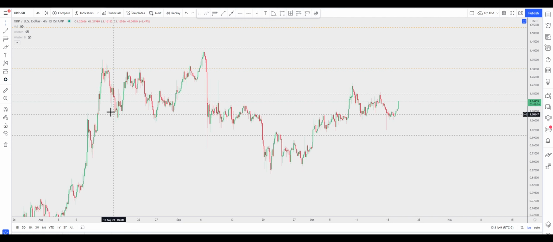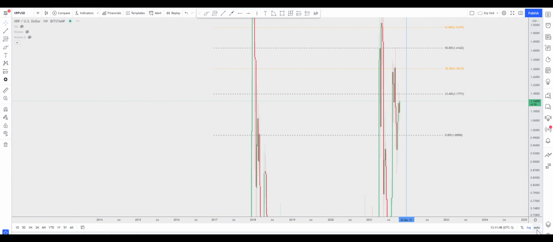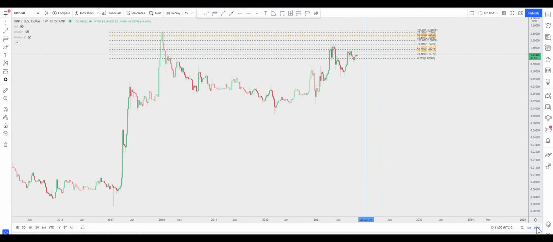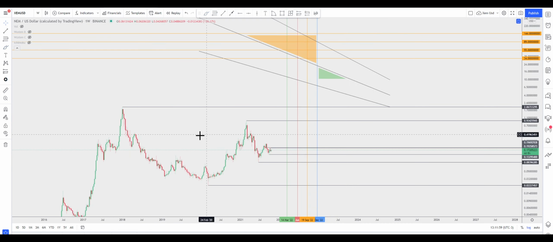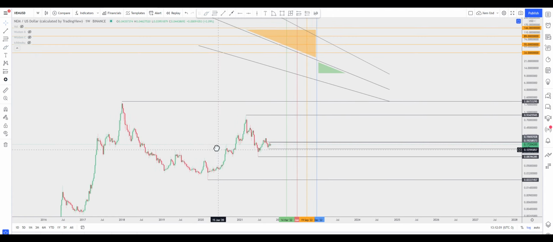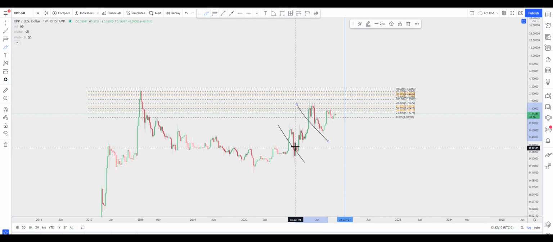Okay, so XRP. Do you guys remember that scenario that we talked about? 2 and 40. 1 and 1. Bull. 2 and 2. This is a bull so far. It is a bull here.